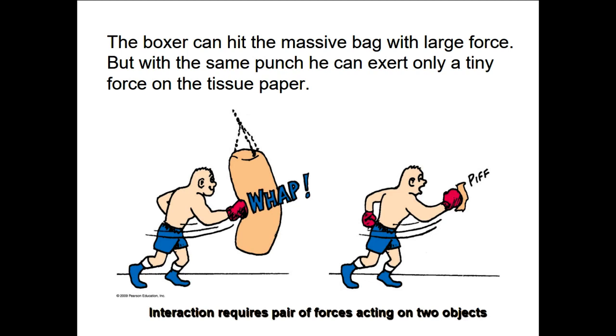Again, the idea of Newton's third law is that when you push something, it will push you back with the same force. So for the massive bag, it will hit back the boxer with the same force the boxer is applying. However, for the tissue paper, the boxer can never hit the tissue paper with a big force because the tissue paper will never hit him back with a bigger force. So he can only hit the tissue paper softly.